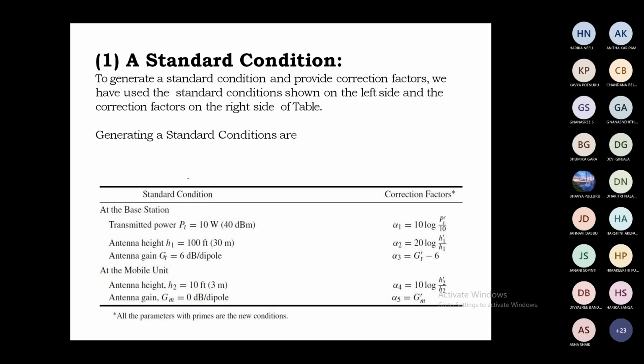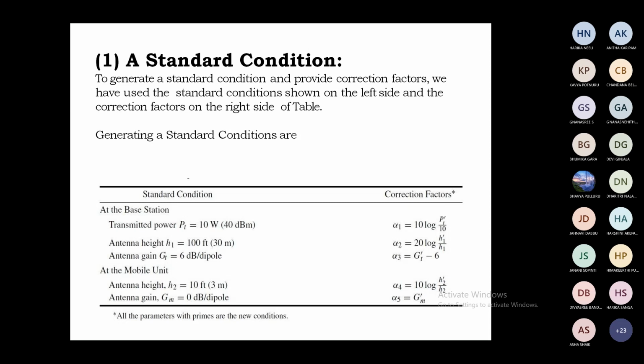Next, at the mobile unit, the antenna height H2 is 10 feet or 3 meters. Suppose we are not getting signal in your home, then again we have to move to some other place, or you can move to your terrace. That antenna height can be changed, and then alpha 4 is equal to 10 log h2 dash by h2. h2 is the original height of the mobile station, and h2 dash is after changing. Next, antenna gain gm is equal to 0 dB per dipole. The correction is alpha 5, equal to gm dash.